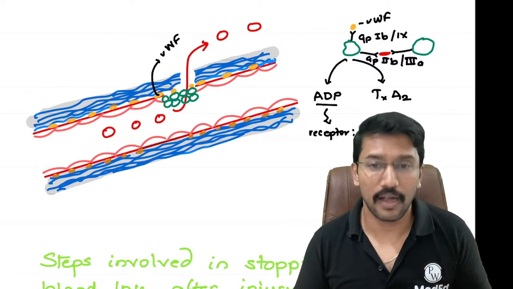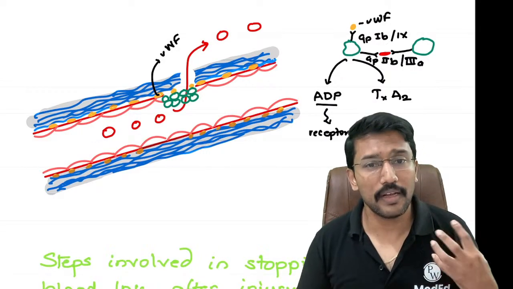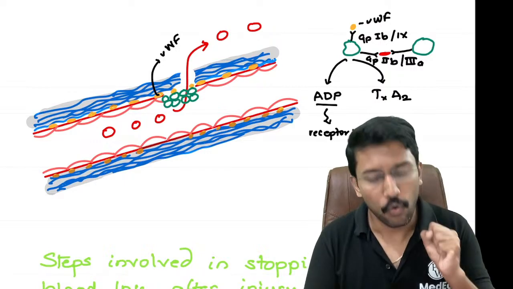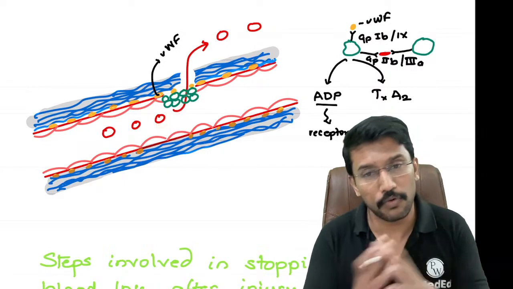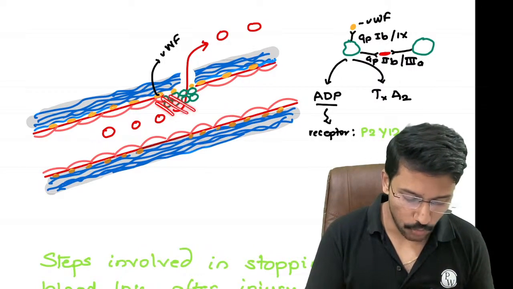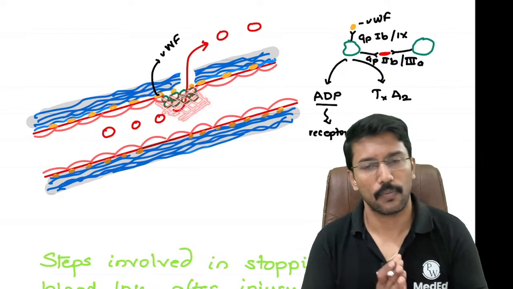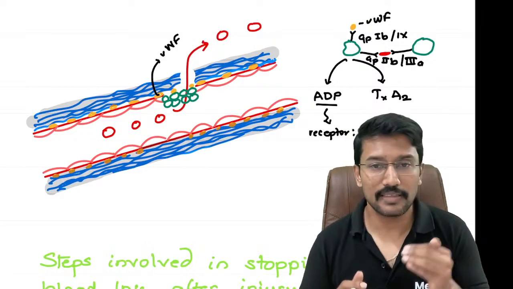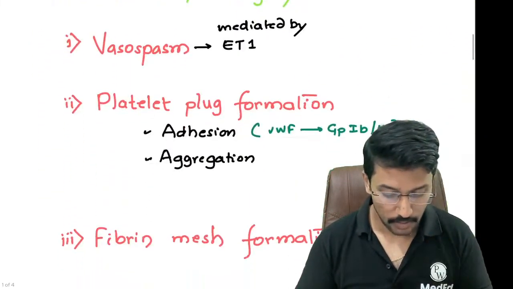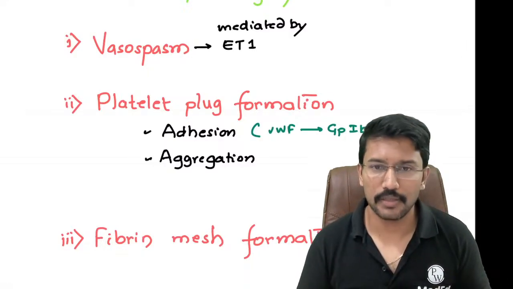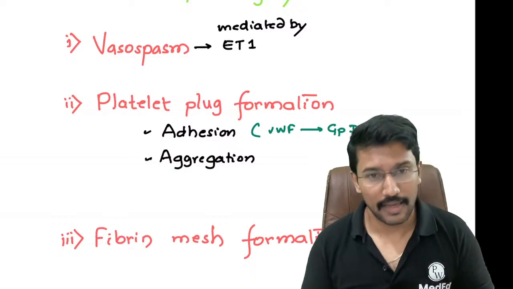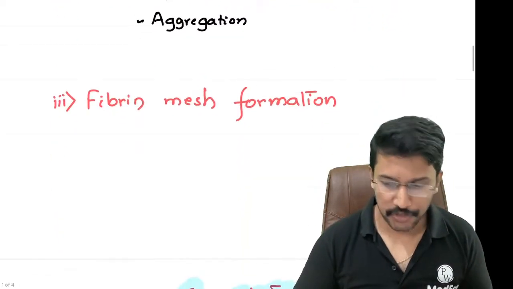So now how can I reinforce this structure so that it becomes strong and holds on and thus does not allow further bleeding to happen? For that, we need to create a mesh of fibrin. That step is what we call coagulation, right? So the first step is vasospasm followed by platelet plug formation. In platelet plug formation, we cause adhesion, recruitment, aggregation, and then we have to create a fibrin mesh formation.